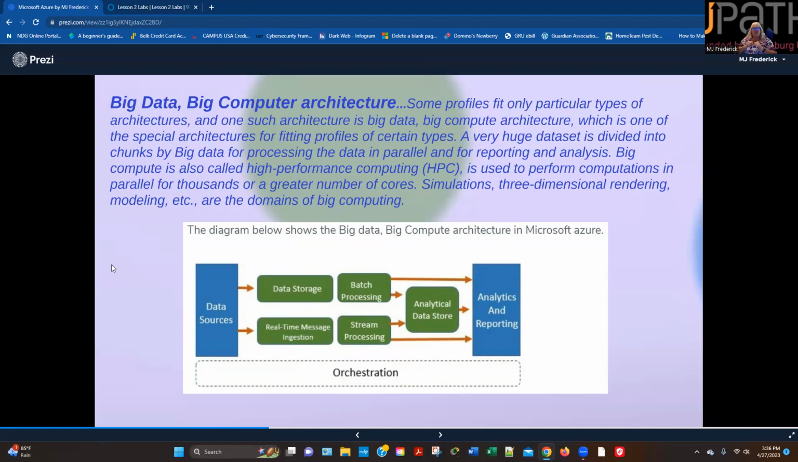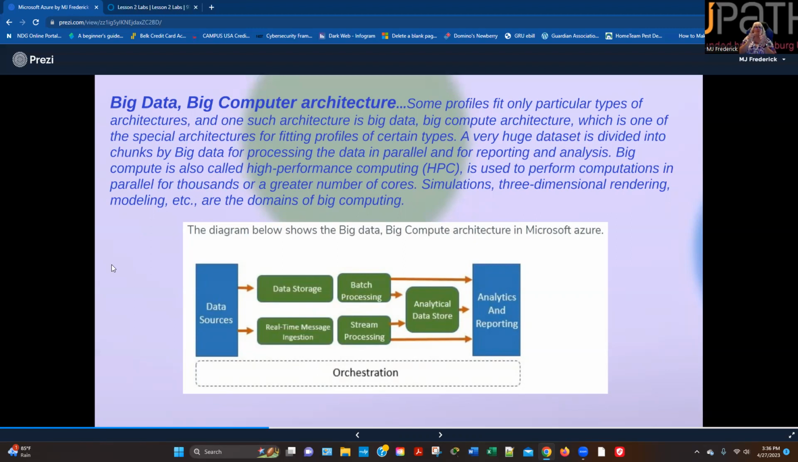One such architecture is big data, or what's called big computer architecture, which is specialized in fitting profiles into certain types. A very huge, vast data set can be divided into what are known as chunks for processing data in parallel, so that we can break it down, make raw reports, and analyze from this information.